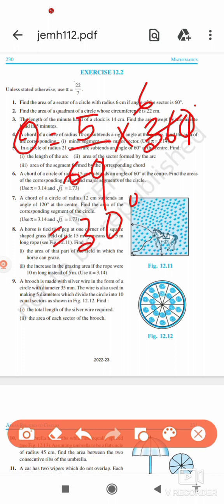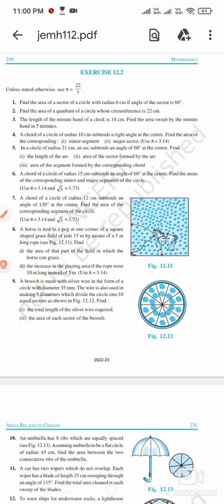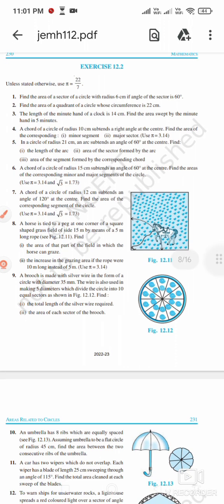Now the sum has become very similar to your previous one, the first one. So you can have it as 60 degree, and you can go ahead and find out the length, I mean the area which is swept by R square. Alright, next. R is nothing but 14 centimeter.